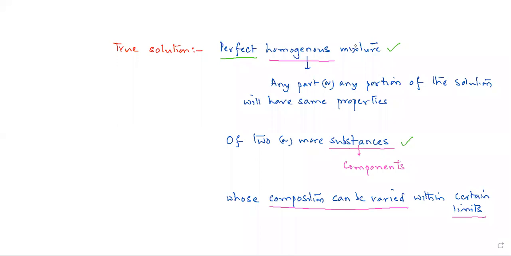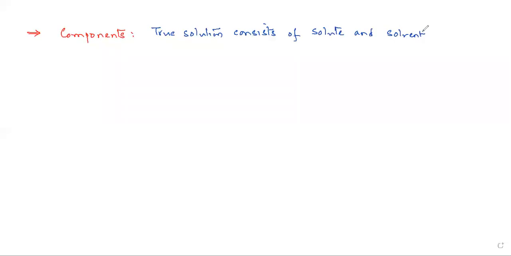Now, the components of a solution are called solute and solvent. In general, a true solution consists of solute and solvent.